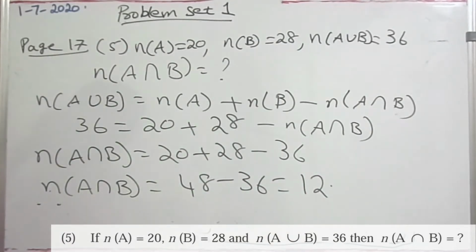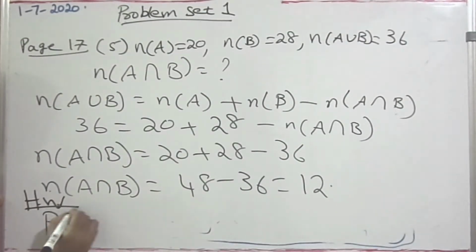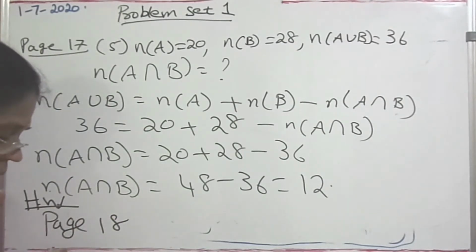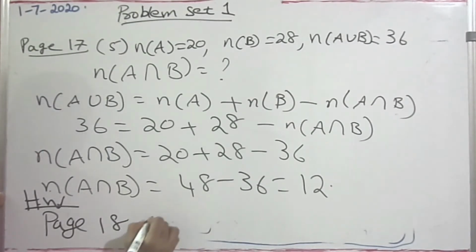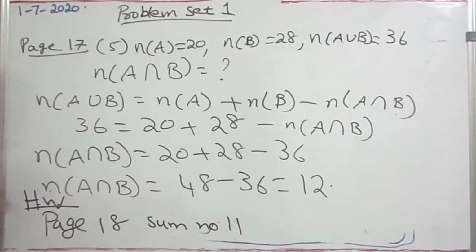Okay. Copy this sum also in your notebook. And on page 18, the same type of sum is there on page 18. That is for homework. Page 18, last sum, sum number 11. Sum number 11 for homework. The same sum based on this number.